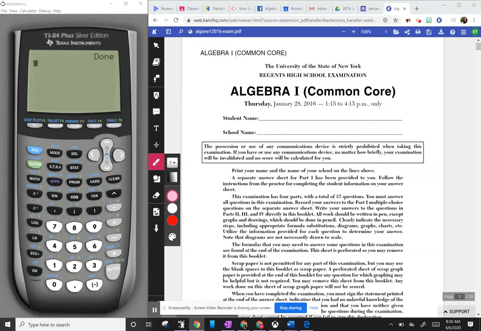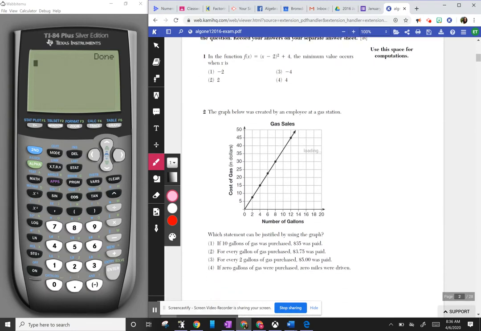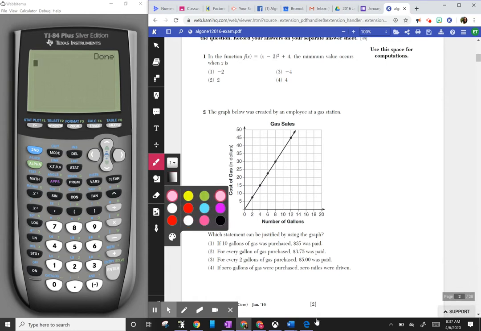In this video, we're going to be reviewing the January 2016 Algebra 1 Regents, questions 1 through 12. Okay, question 1 asks, in the function f of x equals (x minus 2) squared plus 4, the minimum value occurs when x is which number?